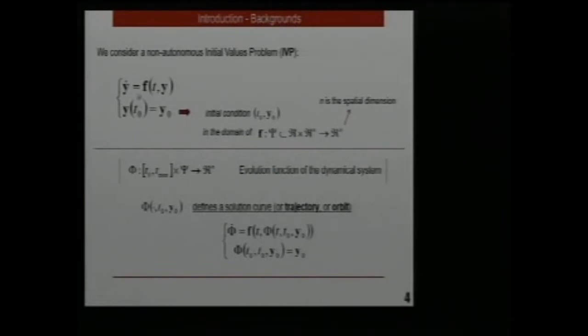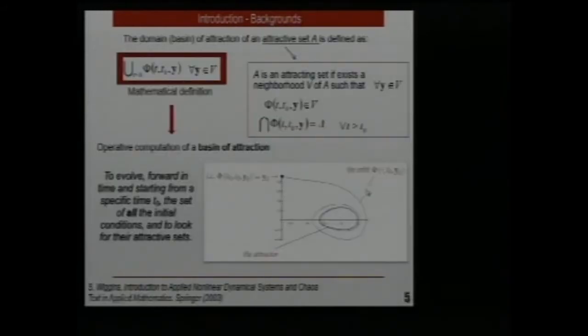So the systems are always written in this way. Of course, this can be a large-dimensional system, and the spatial dimension could be as large as you wish. These are the initial conditions for a given initial time. And this is the evolution function, which basically satisfies the equation of motion, just technicalities from a mathematical point of view. And here is the right definition of a basin of attraction.